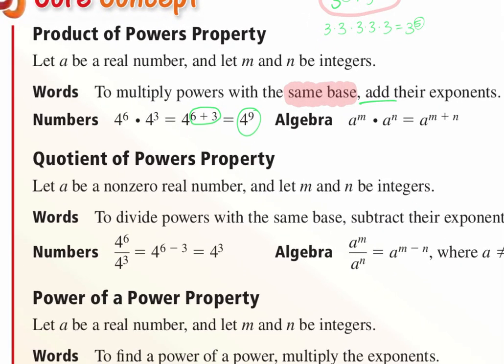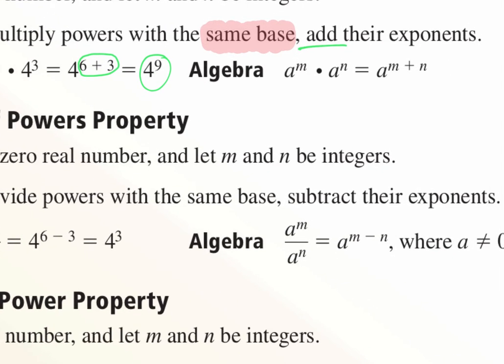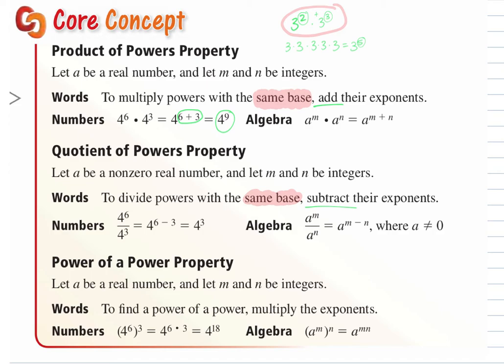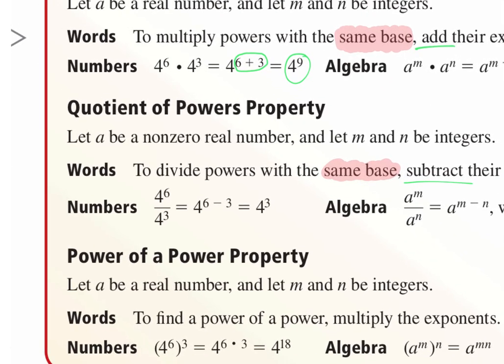All right. The quotient of powers property. So when we multiply powers with the same base, we add their exponents. What do you think happens when we divide powers with the same base? You subtract them, okay? So if they have the same base and they're being divided, we are going to subtract their exponents, okay? So if we had 4 to the 6th divided by 4 to the 3rd, we write it as 4 to the 6th minus 3. So then it becomes 4 to the 3rd.